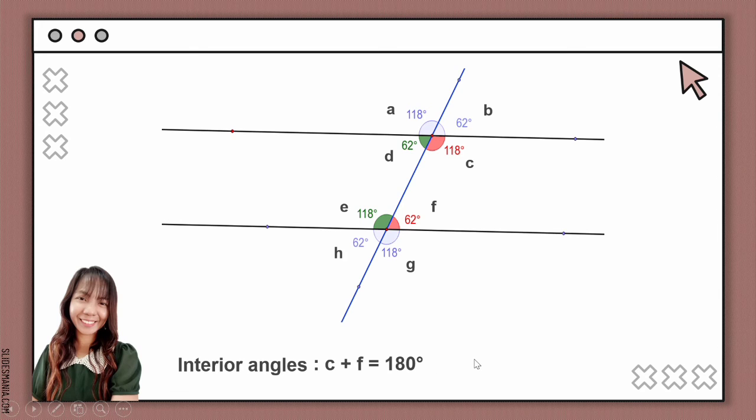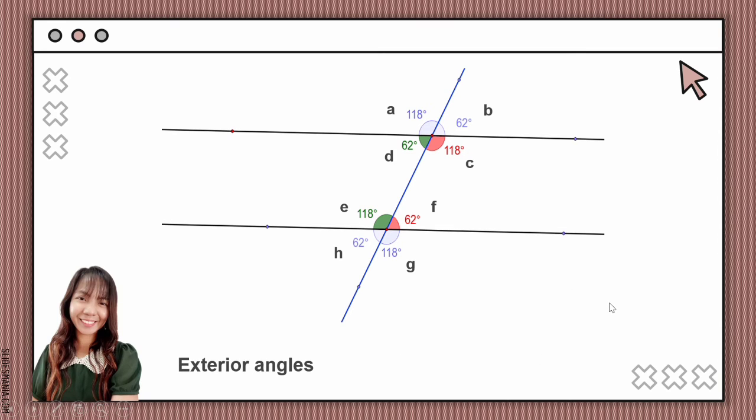Another example of interior angles is angle D and angle E. Angle D plus angle E is equal to 180 degrees. That is an example of interior angles. Please repeat after me. Interior angles.